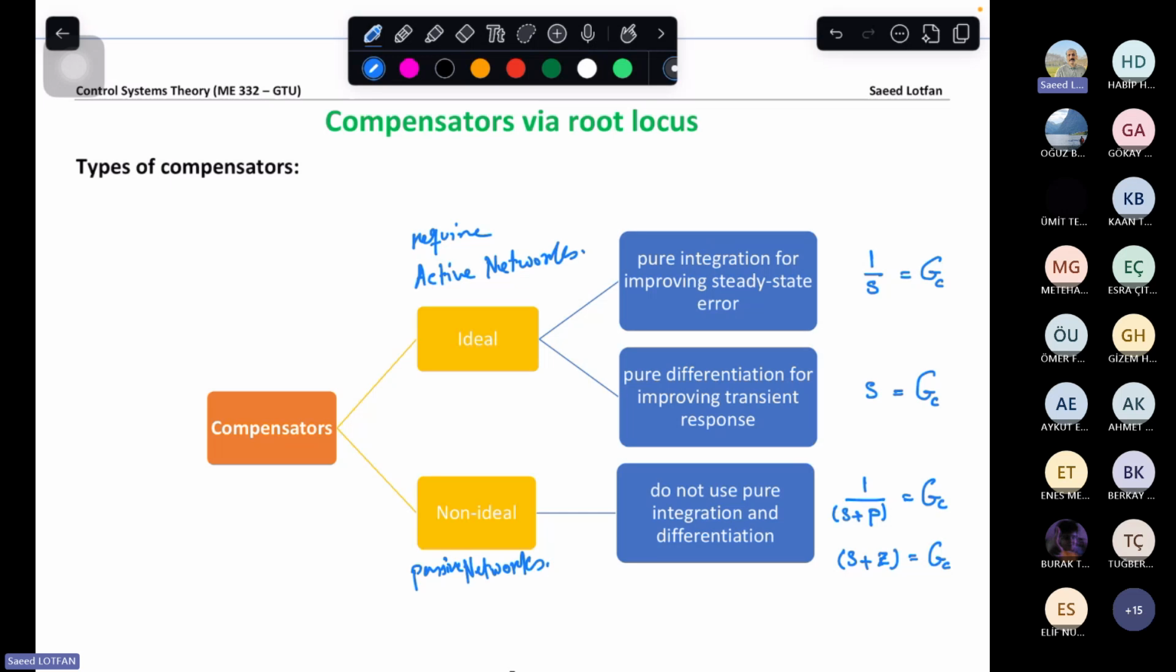For example, the 1 over s makes the steady state error completely 0, or s improves the transient response as we want. So we have 4 types, and also we have the combination of these, like using the integrator and differentiation at the same time to do the job we want, to design as we want. Let's see how.